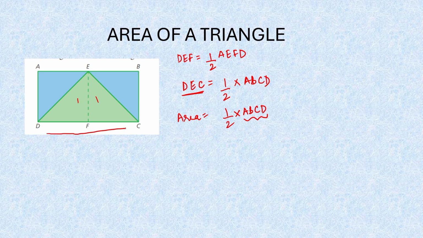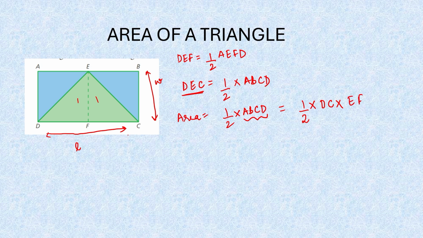So this is your length and this is your width. Okay, my lines are not straight, but I think you can understand. This is your length and this is your width. So basically, when we write it, it will be half into the base of the triangle, which is DC, and also the height of the triangle. Height is given by EF, since BC is equal to EF.